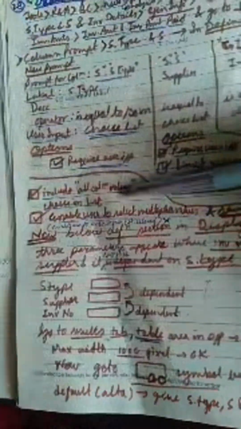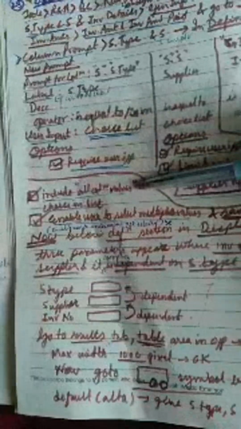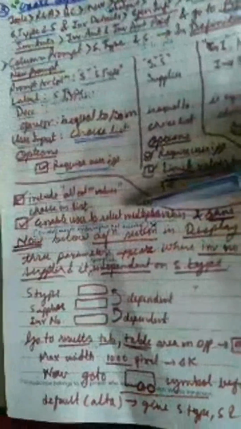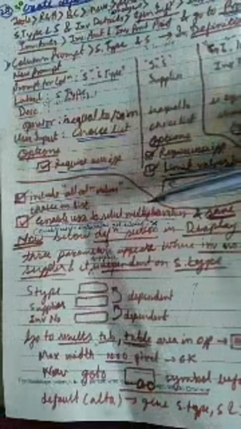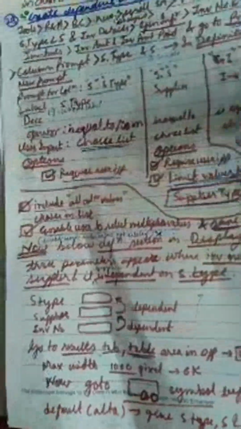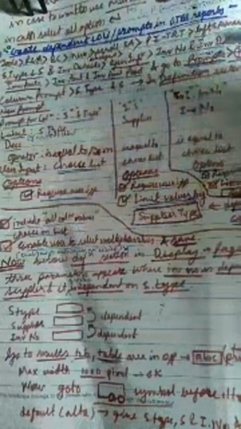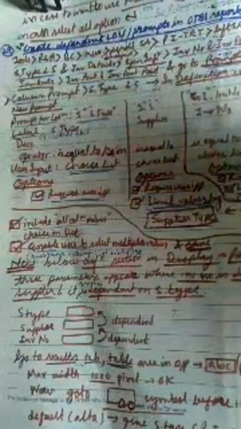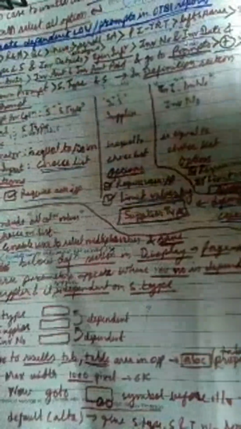The other checkboxes are include all column values. Yes, I want to include it. And enable user to select multiple values. Yes, he can select multiple values. The last one, enable user to enter values, is not checked, because if the user enters values according to his wish, there might be a spelling mistake or a wrong value entered. So I just want the user to pick the values from the choice list. Then he should not be able to enter the values manually, right? So this checkbox is not checked, and there should be a dependency.